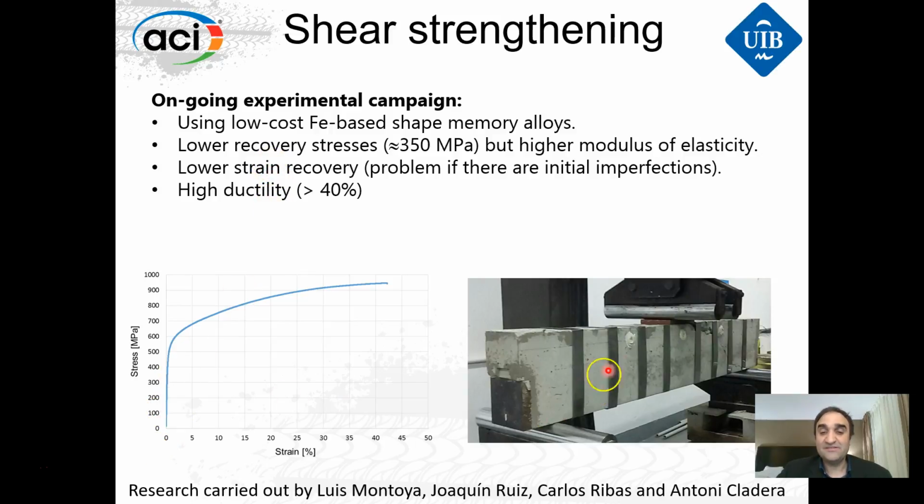And this material, you see in the presentation, is more or less like FRP, but with a very high ductility. You can see the stress strain behavior of the material alone. We have ductility up to 40%. We are just now starting with this strengthening method, and this research is carried out by Luis Montoya, Joaquin Ruiz, and also by Carlos Ribas and myself, and we expect to have nice results in 3 months, more or less.